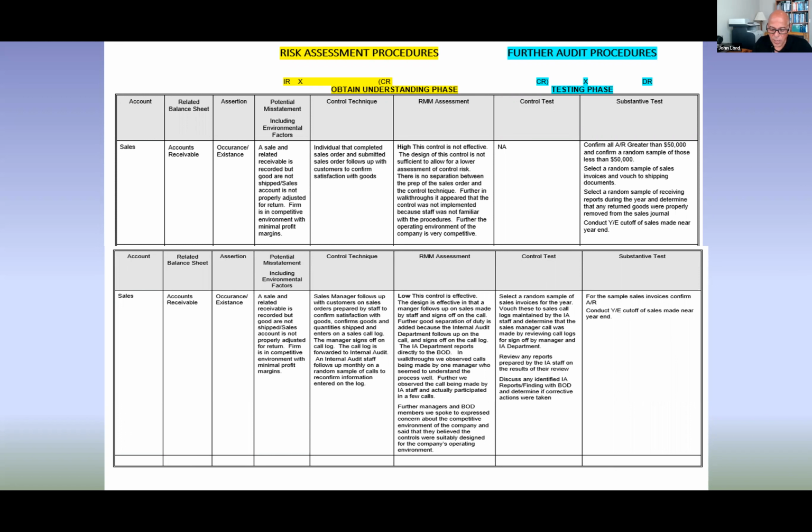But let's just take a look at the risk assessment that would be done, okay? We have a potential misstatement. And again, I'm looking at it from the standpoint of financial reporting here. The potential misstatement is that a sale is reported, but it never occurred, okay? So we have potentially fraudulent financial reporting, right? And we have a control technique. The entity would look at that control technique and assess how effective it is in preventing this bad thing from happening. Then they would place control activities in place, doing the risk assessment, that will prevent or detect the bad thing from happening.